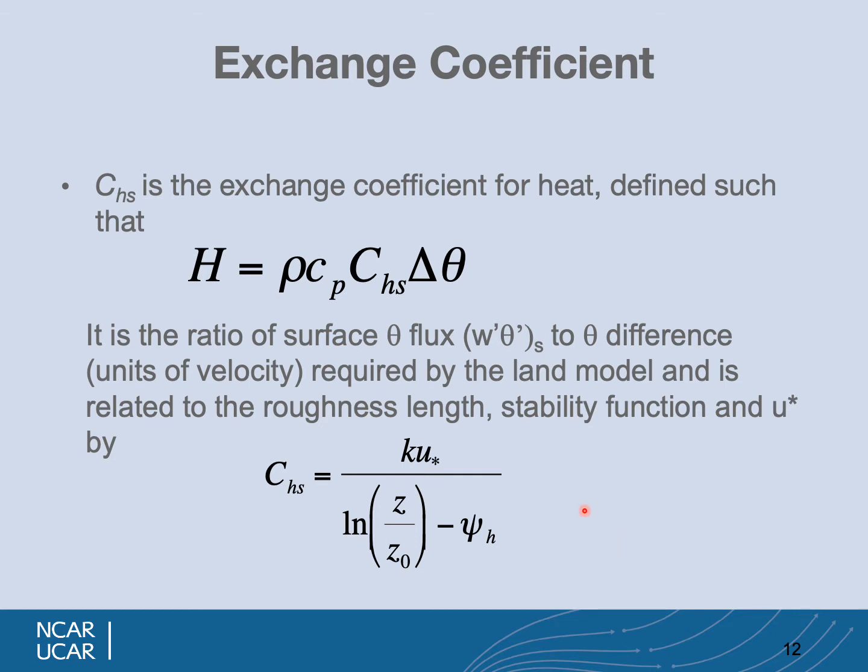So this exchange coefficient is needed by the land surface model to be able to compute the heat flux, because the land surface model also computes the surface temperature that's required for this delta theta. So the input to the land model is CHS, and the output of the land model will be the heat flux and the skin temperature, which will give delta theta, to agree with this formula.